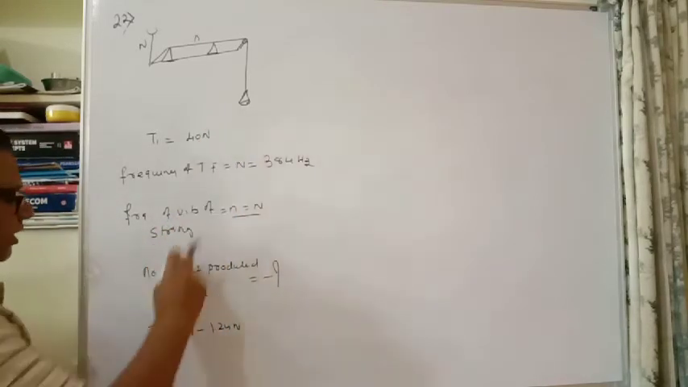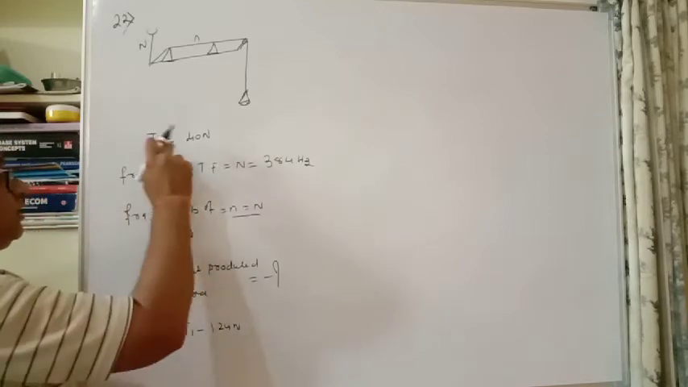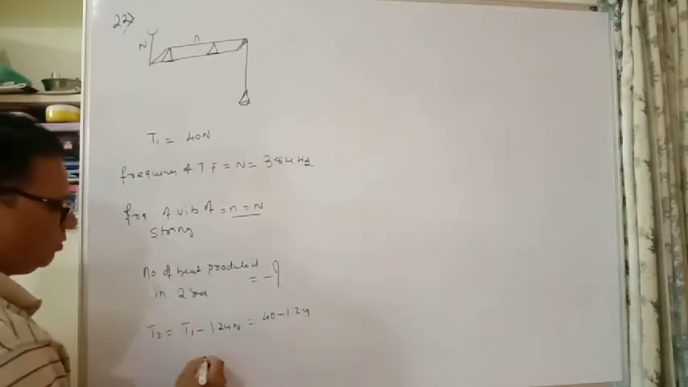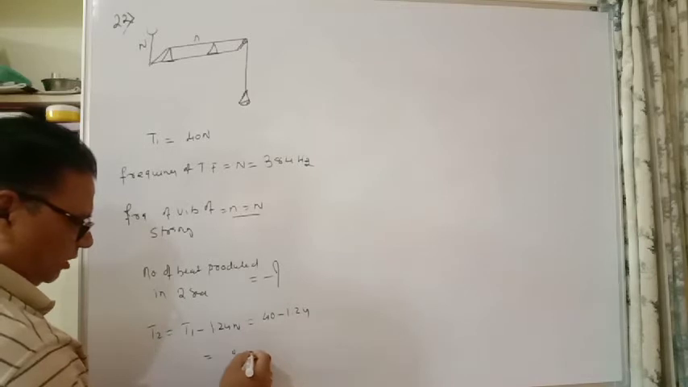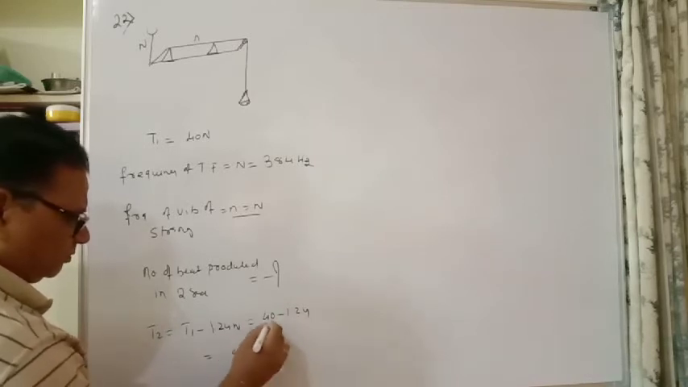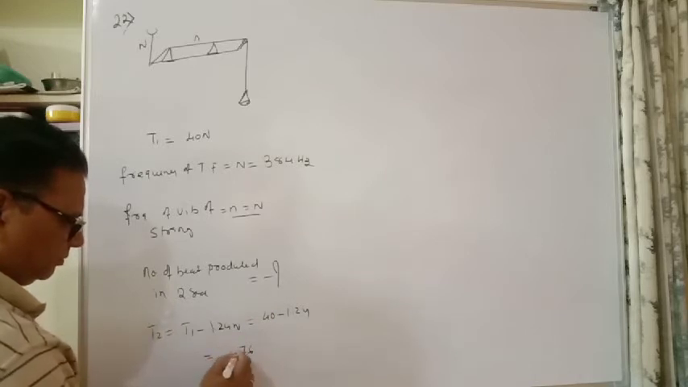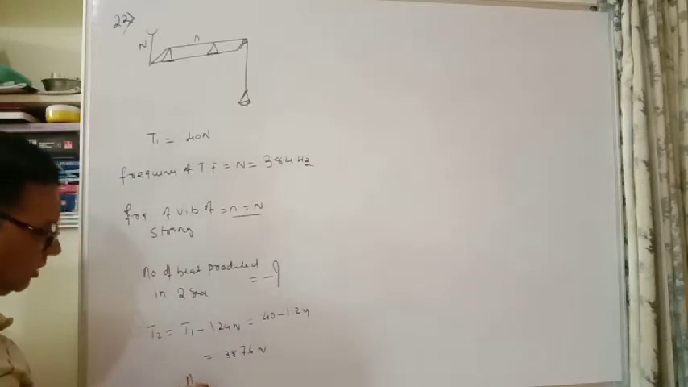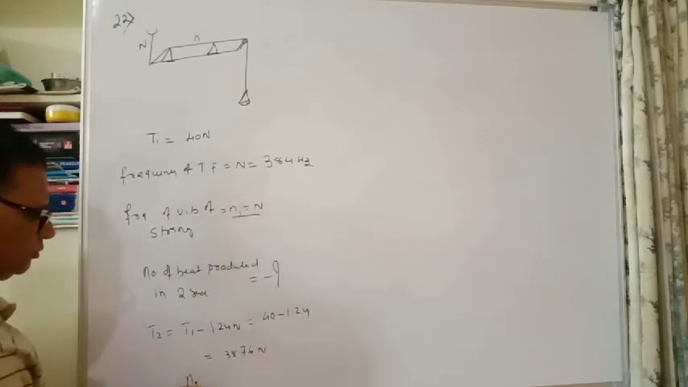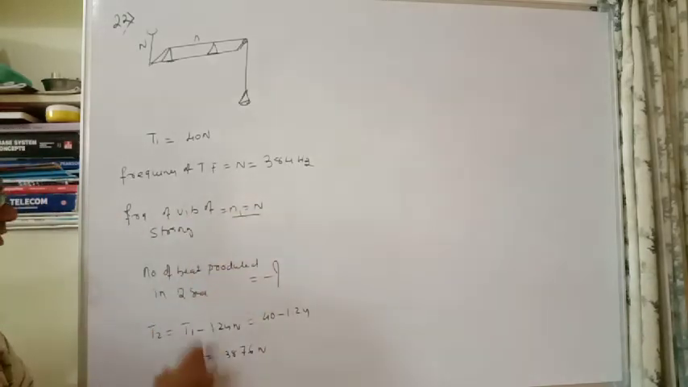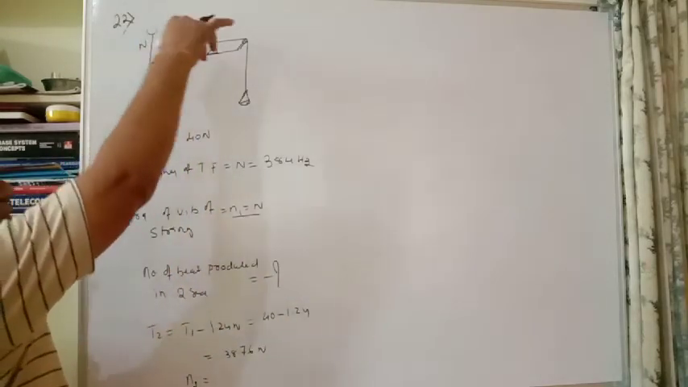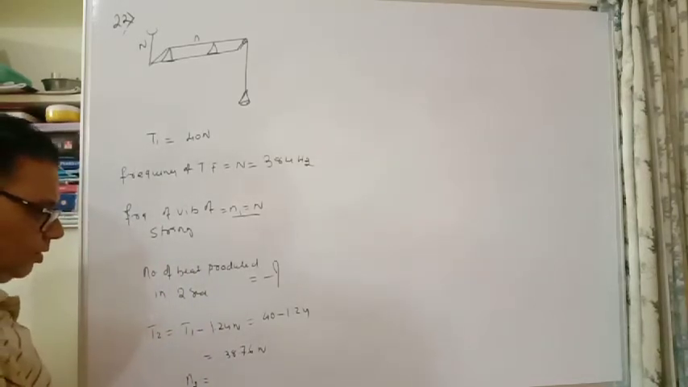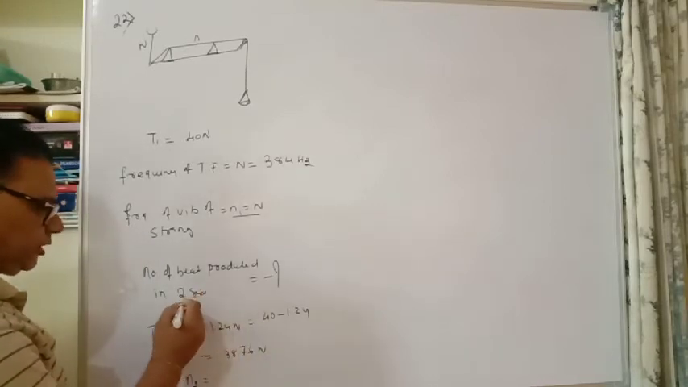If the tension is changed to T2, that is, we have decreased this tension by 1.24. That is 40 minus 1.24. 10 minus 4 is 6, 9 minus 2 is 7, 9 minus 1 is 8, so 38.76 Newton. For this tension, the frequency will change, say N2. Say this is N1, say this is N2. The frequency of vibration of the string changes, and because of that, beats are produced. You have to determine the number of beats produced in 2 seconds.